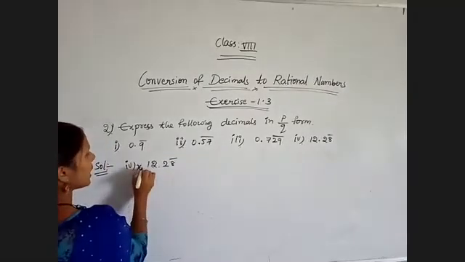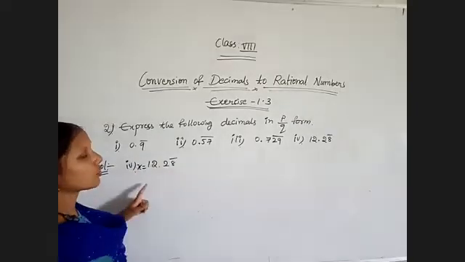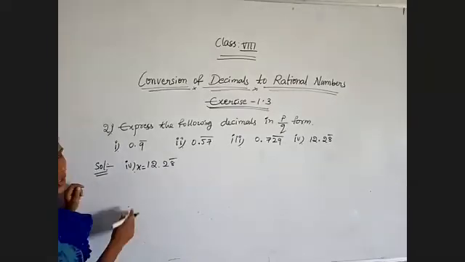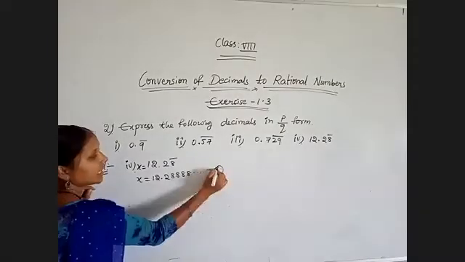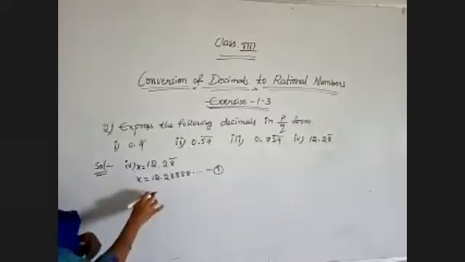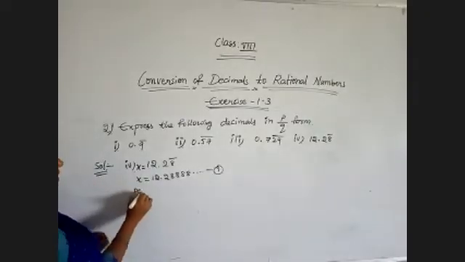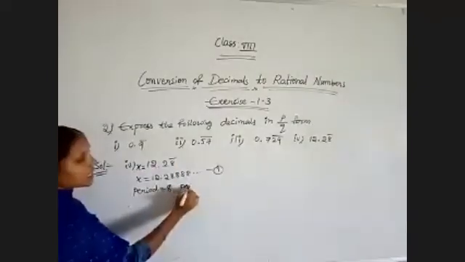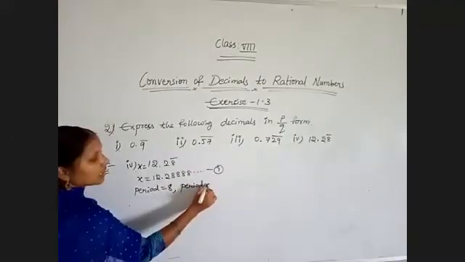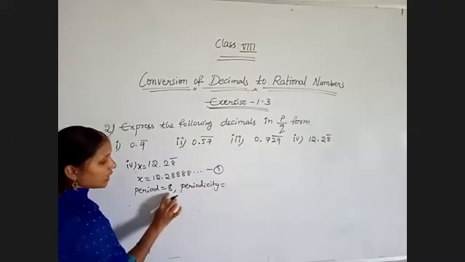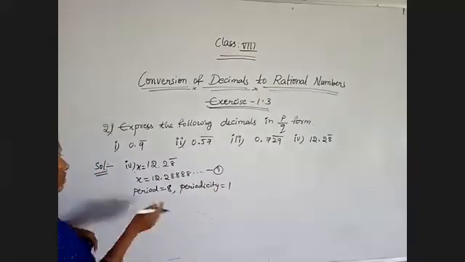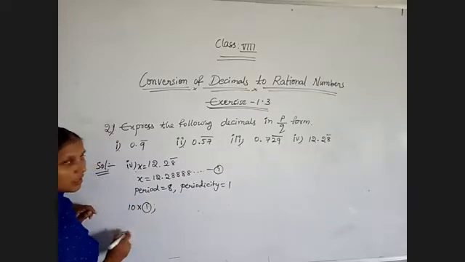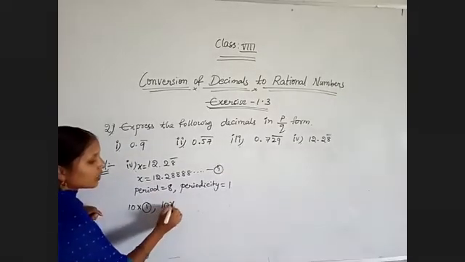Let it be x. x is equal to 12.28 in normal method, 8 and so on. Let it be equation 1. Now what is the period and periodicity? Period is which number is repeating: 8. And periodicity: how many digits are repeating? Only 1, 8 only is repeating. That is 1 digit is repeating. So now we need to multiply equation 1 by 10. That is 10 into x is equal to 10x.